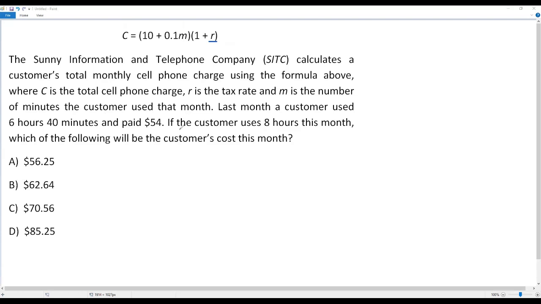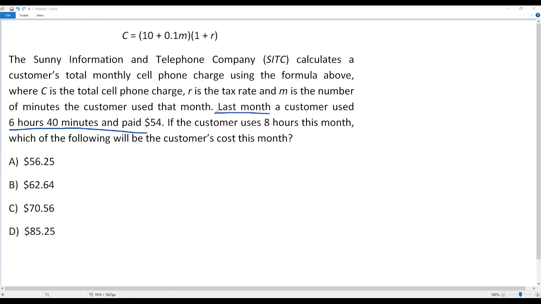Now, to calculate the customer's cost for this month, I have to convert these 8 hours to minutes because M represents the number of minutes. So we can convert the 8 hours to minutes, and that value we plug in for M. But we still need the value of R, that is the tax rate. For that we have to consider this particular piece of information.